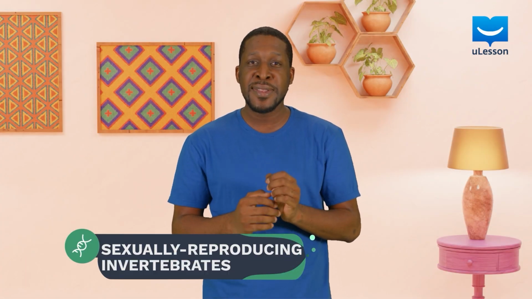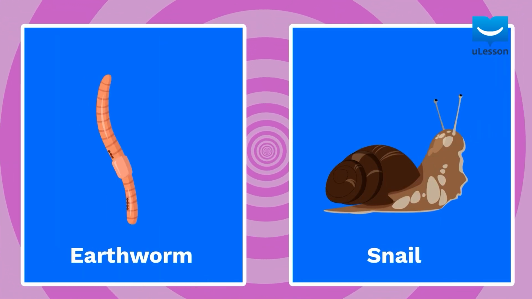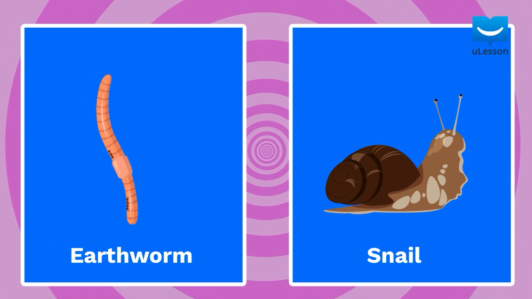In our previous lesson, we learned how some lower organisms reproduce asexually. Now in this lesson, we will explore sexual reproduction in invertebrates using earthworms and snails as our case study. Let's begin our journey with earthworms.